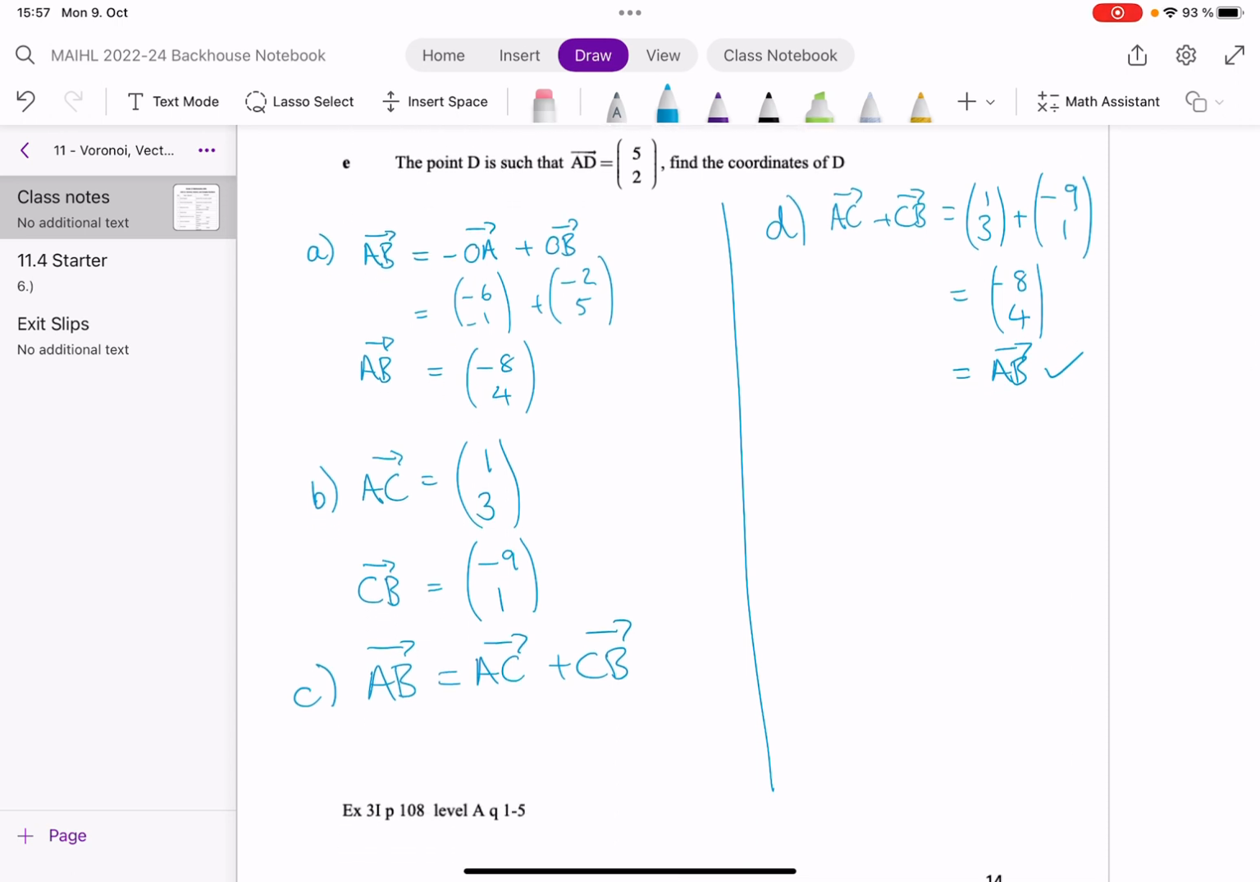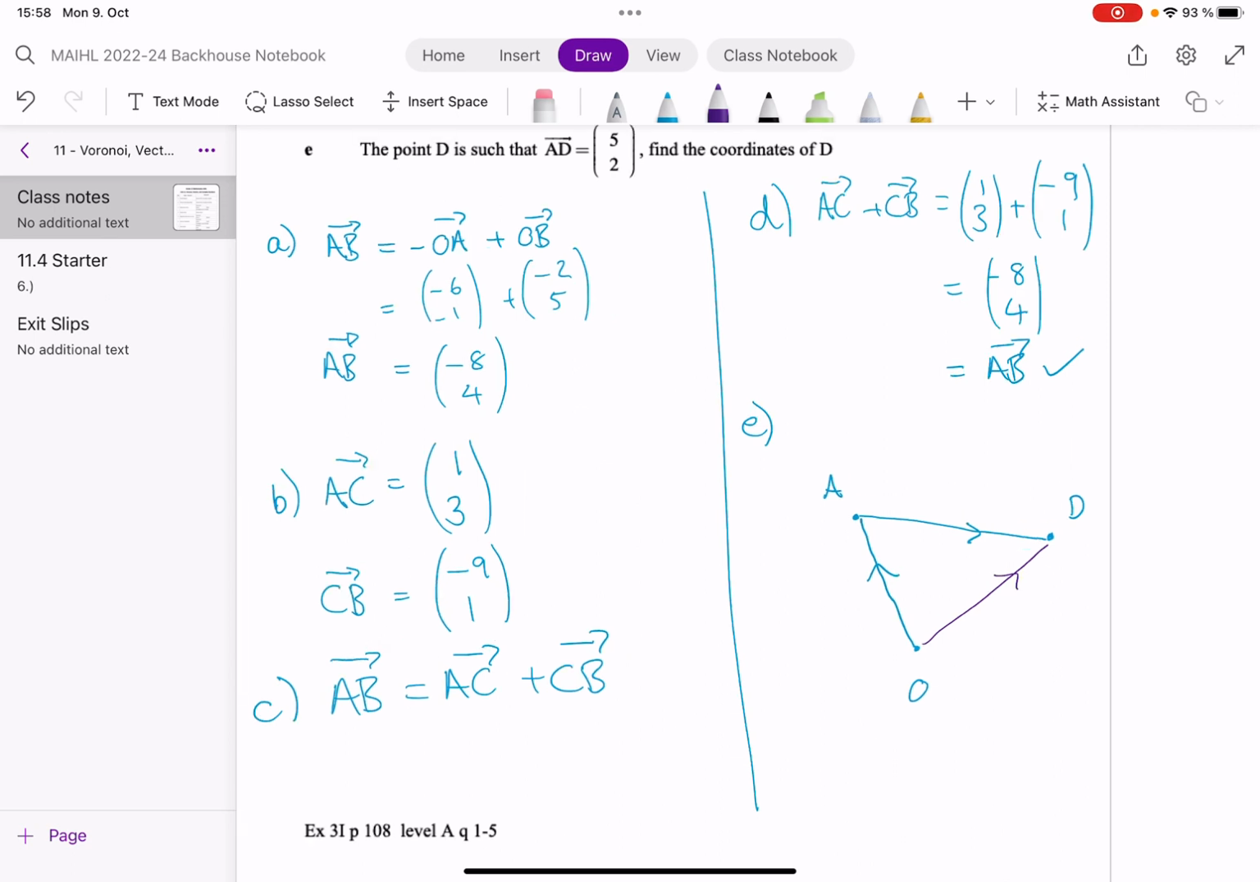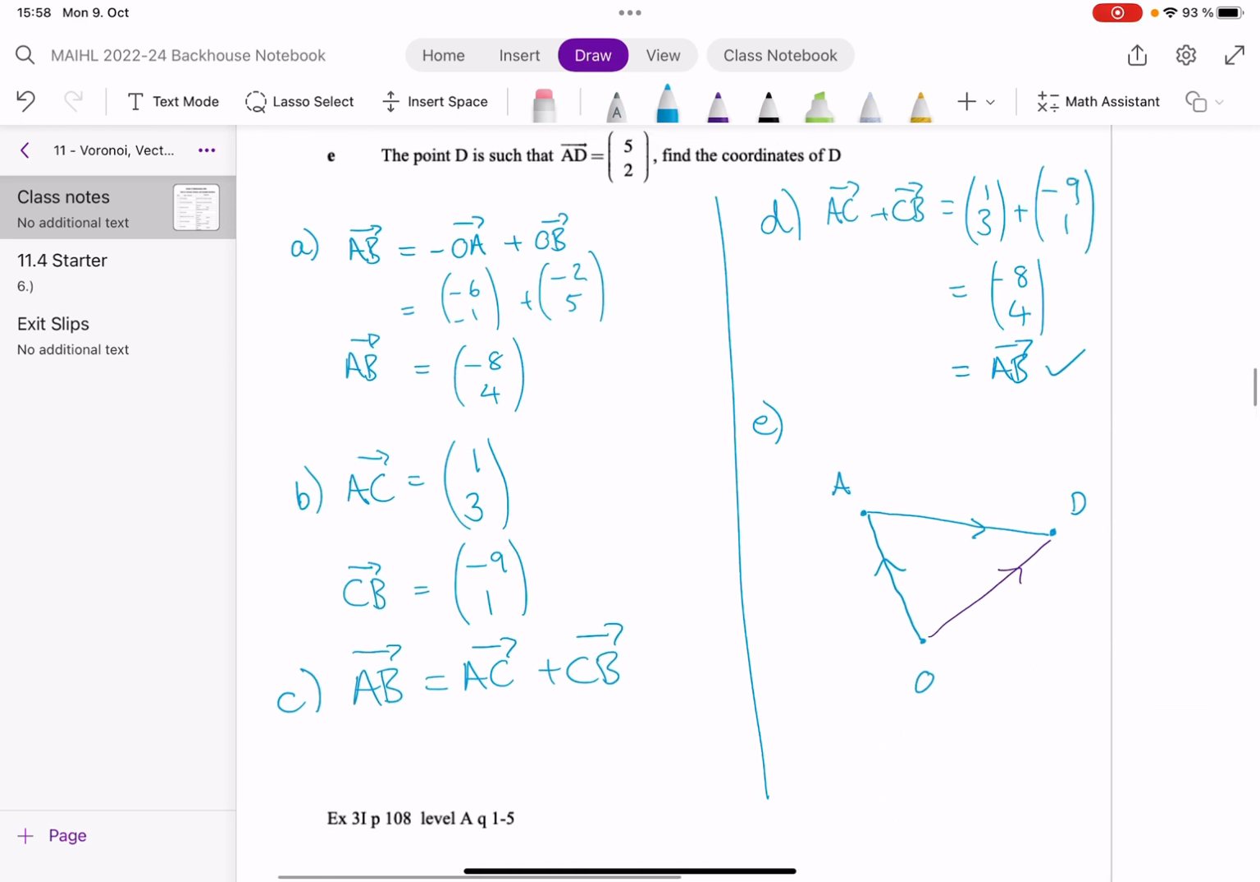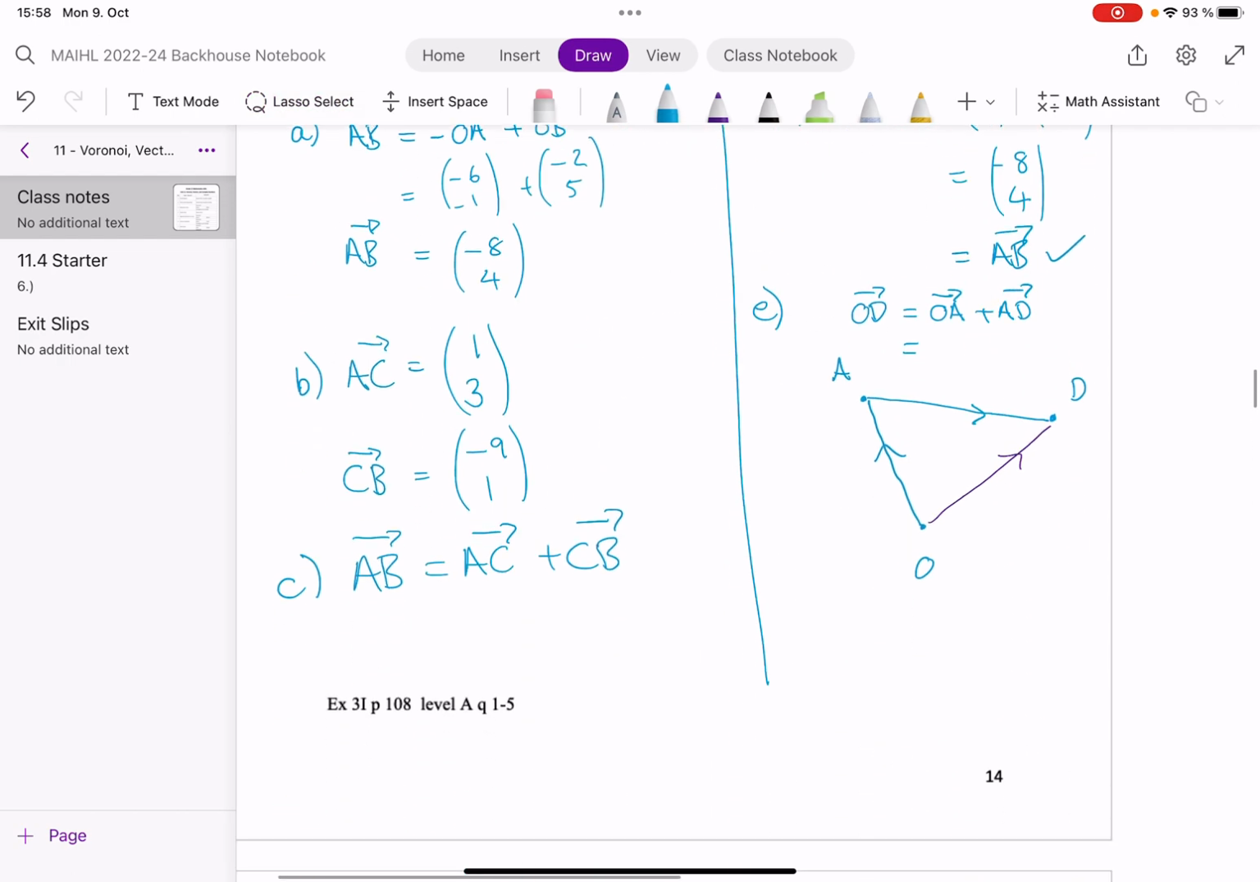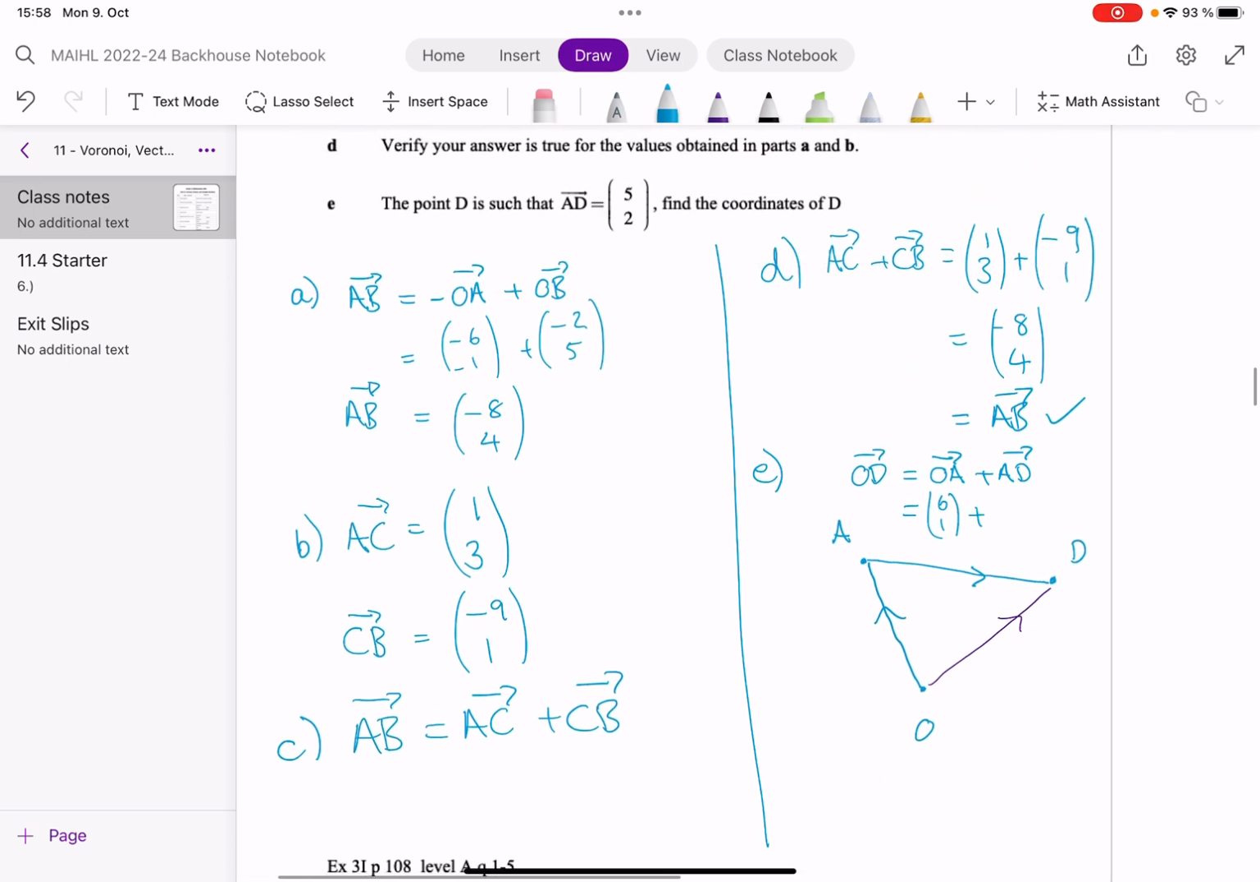Okay, finally, the point D is such that AD is (5, 2). Find the coordinates of D. Okay, a couple of ways we could try it. If I've got point A and point D and the origin, I've already got a vector that gets me from A to D. What I want to find is the position vector of D, because that will let me know what the coordinates of D are. So trying to link it to that vector addition calculation, I'm going to start with OD, because that's the thing I really want. I could go from O to A plus A to D. Now, I know OA is (6, 1), and I know AD from the question is (5, 2).